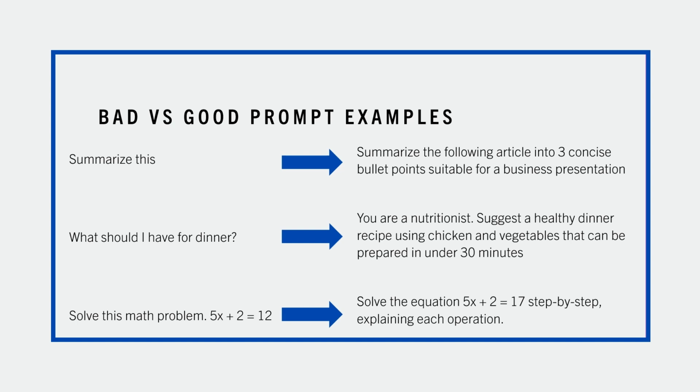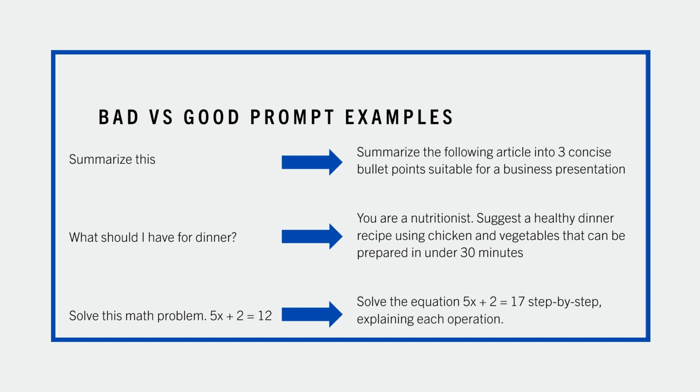Next up, we have what should I have for dinner? With this, the AI tool probably has no idea what type of food you have or what type of food you like, and might give you some responses back that don't sound interesting to you. On the right, we have an example of how this could be said in a more detailed fashion to give you a desired response. You are a nutritionist, suggest a healthy dinner recipe using chicken and vegetables that can be prepared in under 30 minutes. This will help the AI tool to better understand that you would like a recipe with chicken and veggies and that you want it to be done quickly.